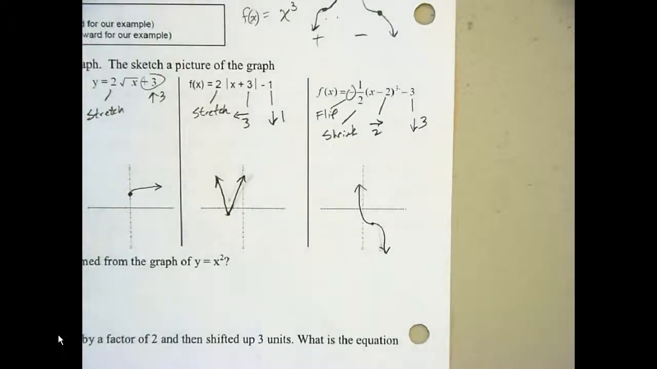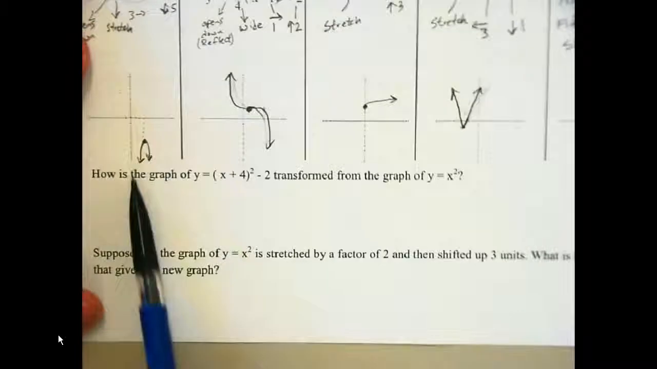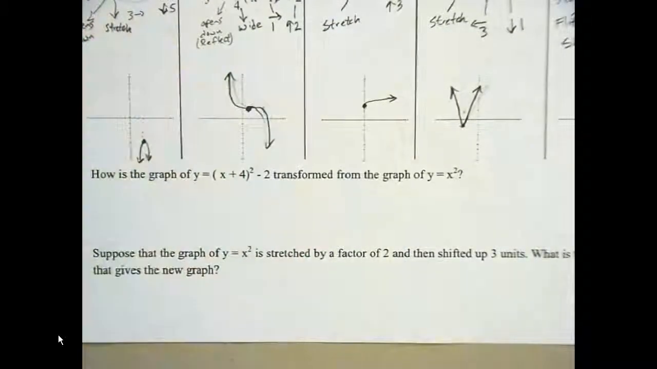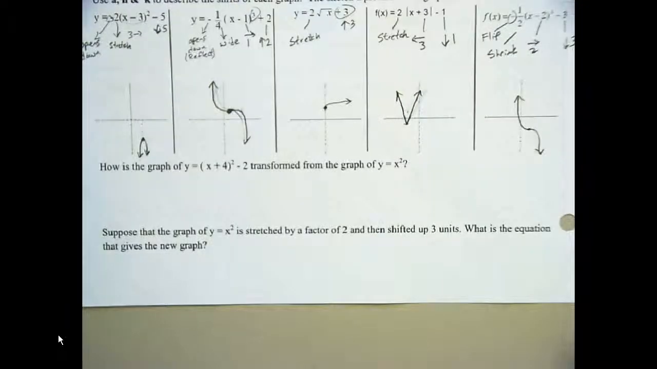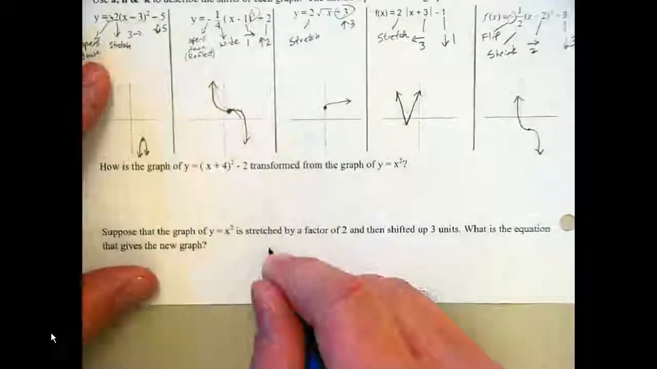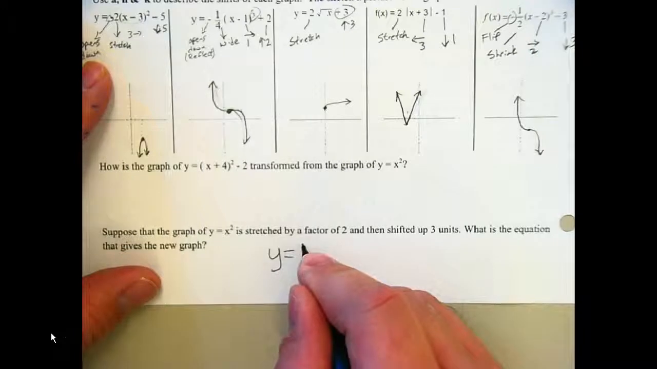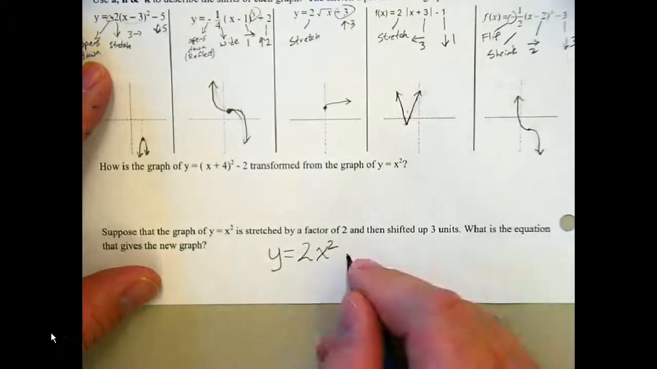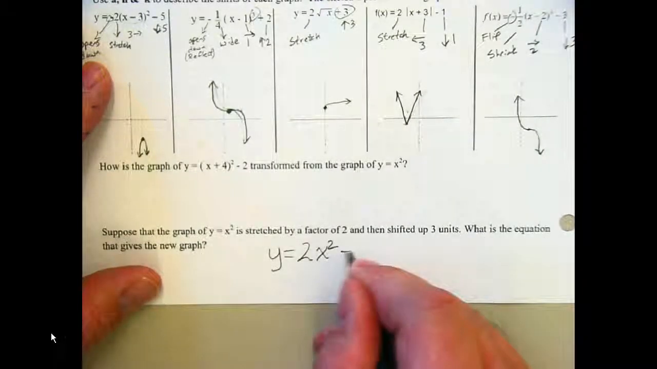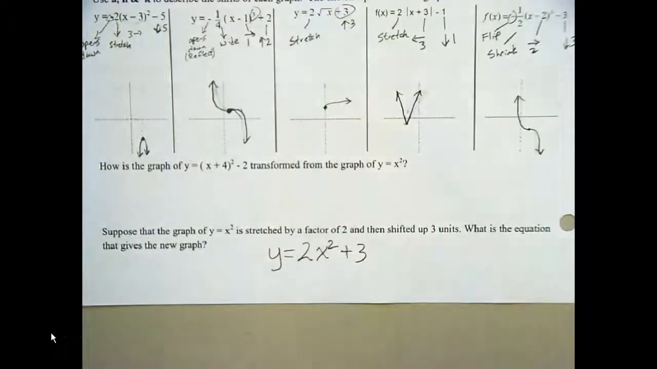Okay, everyone rate themselves 1 to 5. Okay. We've done a lot of this right here, but I want you to answer that last question. Suppose the graph of x squared is stretched by a factor of 2 and then shifted up 3 units. What is the equation of that new graph? All right. y equals what? 2x... No, in parentheses. Nope. 2x squared plus 3. No parentheses. Everything happens outside the house on that.